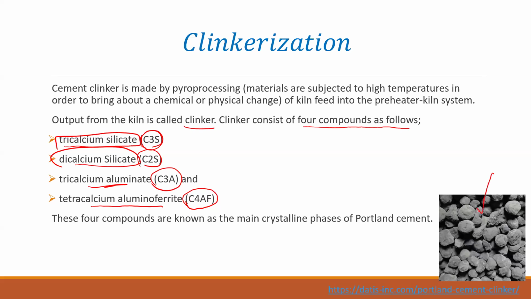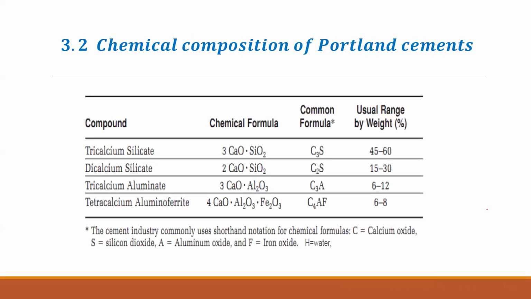So clinker looks like this. They are black particles like this. We need to grind it to a powdery form to get cement. So you should be able to familiarize yourself with these chemical compounds of Portland cement. In the tutorial, they are asking you to write these chemical compounds and the common formula. And also, it's good to remember the full chemical formula.